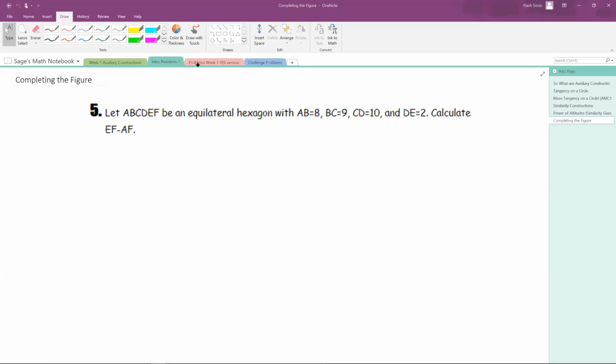Oh shoot, whoops. I just realized I actually typoed this question. This is supposed to be equal angular, my bad.